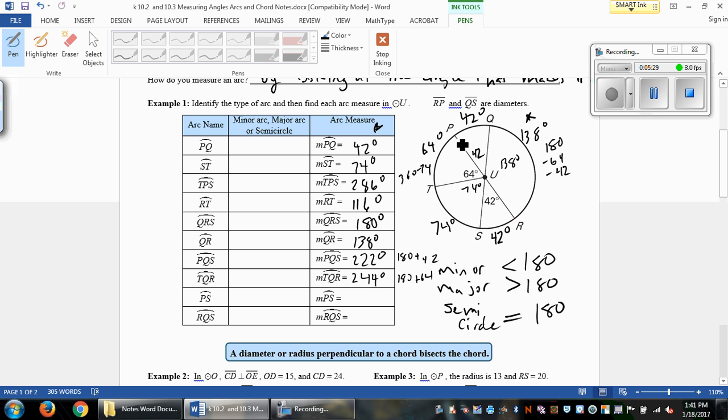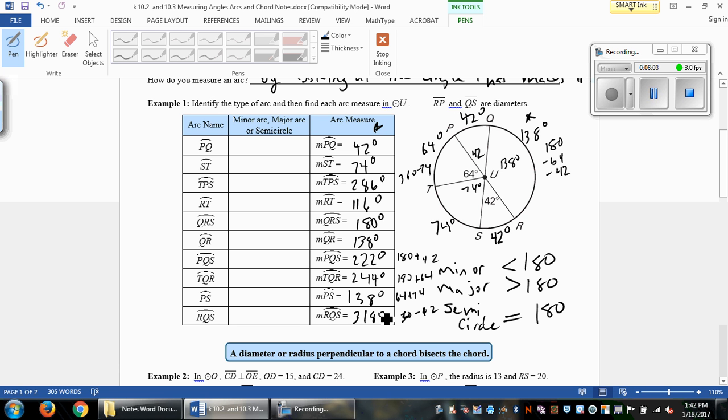PS, I know it doesn't go this way, because it's just two letters, so it's got to go this way, so it's going to be the 64 plus 74. So that is 138 degrees. And RQS means I'm going to go from R to Q to S. So it's going to be everything minus this 42 degrees. And so for that, we're going to end up with 360 minus 42. So that is 318 degrees.